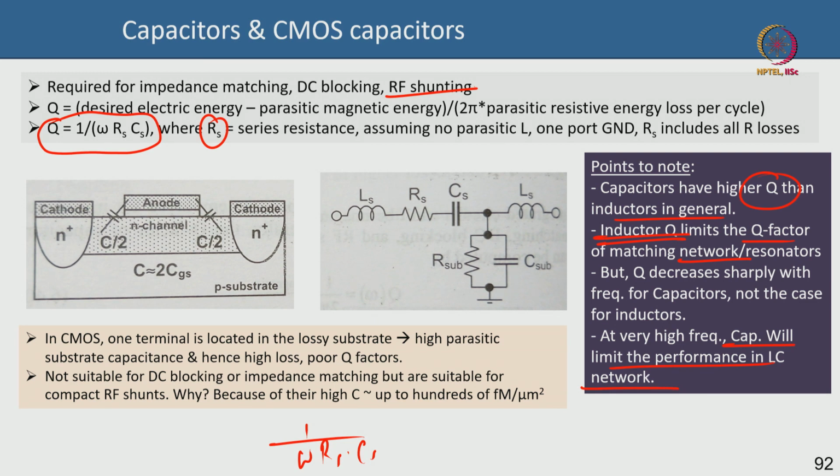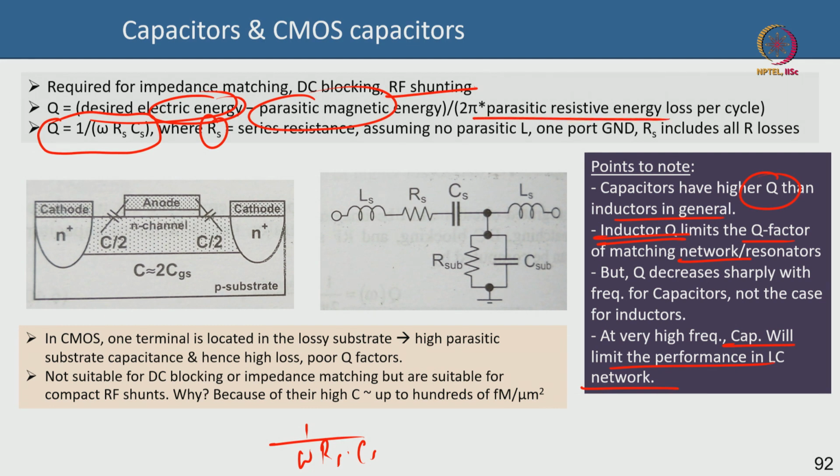Why? Because the inductor Q factor does not fall that fast with frequency as the Q factor of a capacitor. The Q factor of a capacitor is defined here as the desired electrical energy, because the capacitor stores electrical energy, minus the unwanted magnetic energy because of the inductive nature, divided by the metal loss, the resistive loss. That is your Q factor.